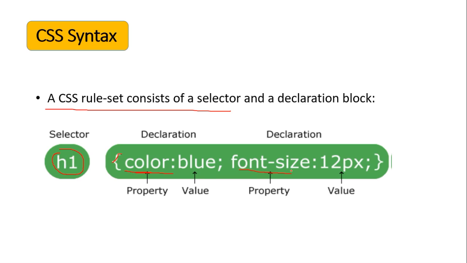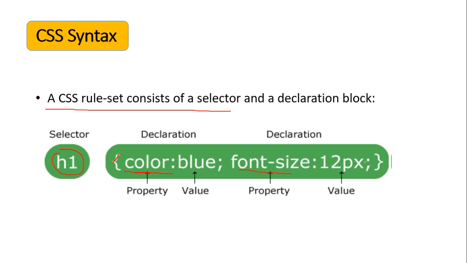That means the property of an h1 which you want to change. Like inside this heading 1, the selector, it will have a color blue and then it will have the font size of 12 pixel. That means heading 1 will have a color blue and a font size of 12. So inside this declaration block you can have multiple properties and values.